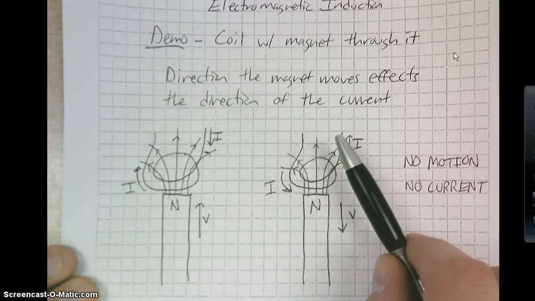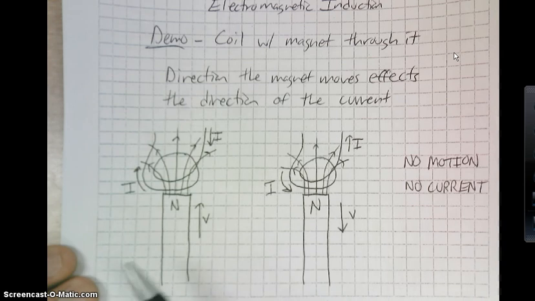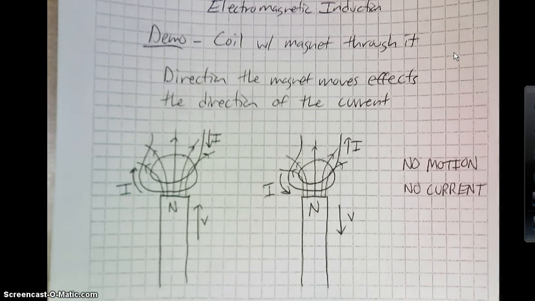Okay, so by introducing a changing magnetic field to a coil of wire, we can create a current flowing through that wire. And we're going to talk a little bit more about what dictates the direction that current moves.